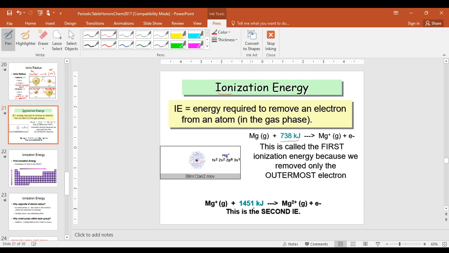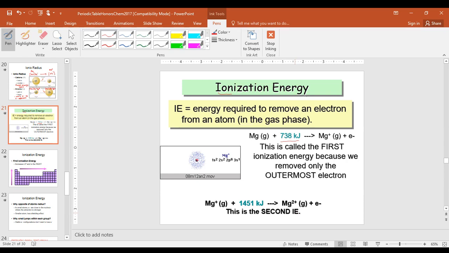If we remove a second electron, so now we're starting with Mg+1, we add even more energy and form Mg+2. This is called the second ionization energy because we're removing that second electron.